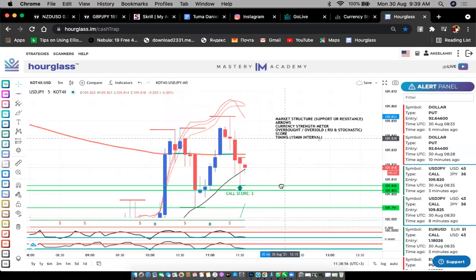So look for market structure. Is price in your support or resistance area? Apart from that, do you see an arrow up or down? Apart from that, what is the currency strength meter telling you? If the currency strength meter says buy, which is the first currency is stronger, it is buy. If the second currency is stronger, it is sell. Okay. The other thing you want to look at is whether price is in your overbought or oversold region. Okay, is RSI above the red or below the green? Below the green and starts coming up is buy. Above the red and starts coming down is sell. Okay.